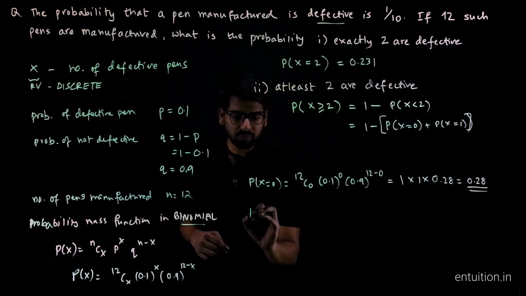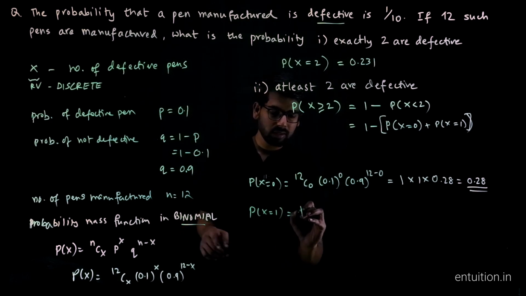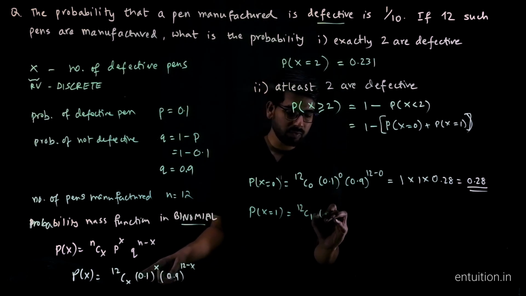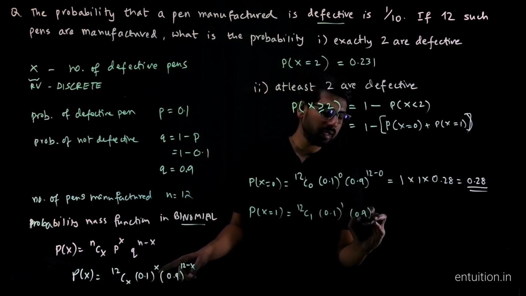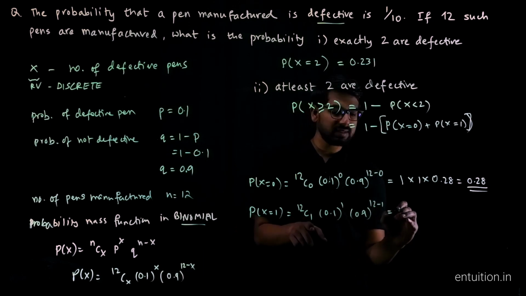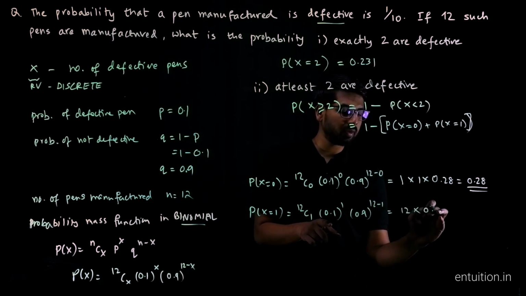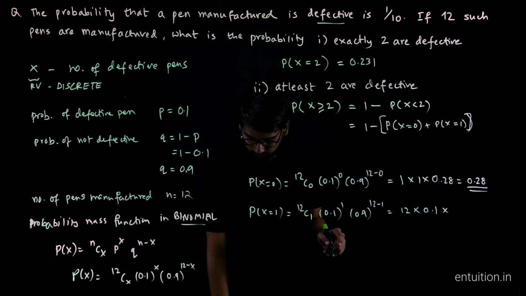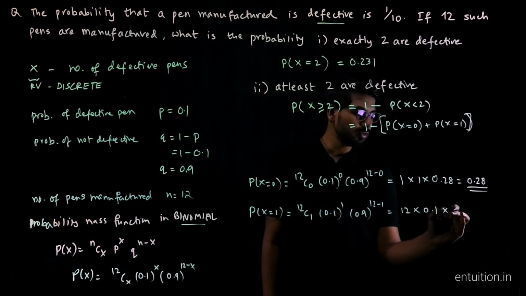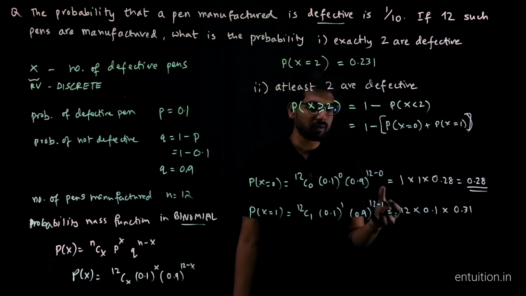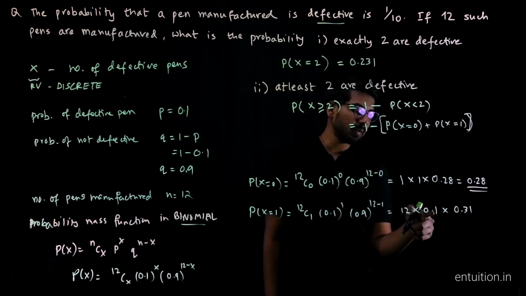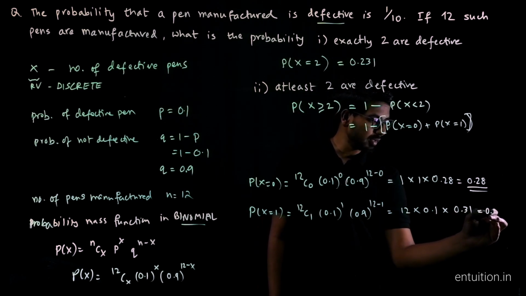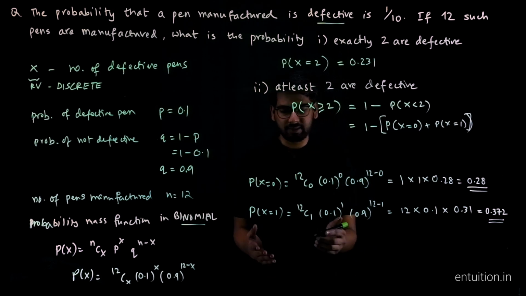Similarly, the probability of x equal to 1. Substitute 1 in place of x here. So 12c1, 0.1 power 1, 0.9 power 12 minus 1. 12c1 is 12, 0.1 power 1 is 0.1, and 0.9 power 12 minus 1 is 0.9 power 11. So 0.9 power 11 is 0.31. You use your calculator here; you cannot calculate them in the mind. So 12 times 0.1 times 0.31 is 0.372. So the probability that x equal to 1 is 0.372.